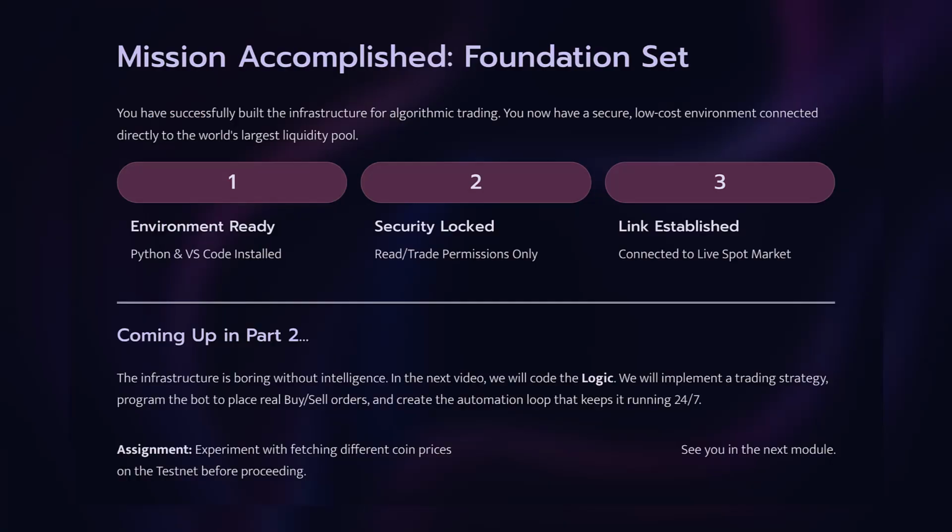Recap and tease. We covered why Binance Spot is great for bots, secured our API keys, installed python-binance, and connected to both test and live markets. Your foundation is solid. In part 2, we'll make this bot smart. We'll add a trading strategy, place real buy and sell orders, and build a safety loop. That's where the real automation begins.